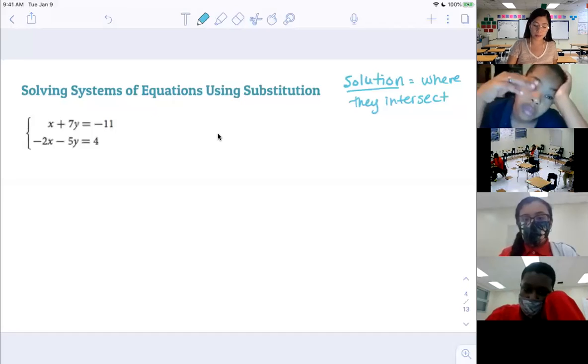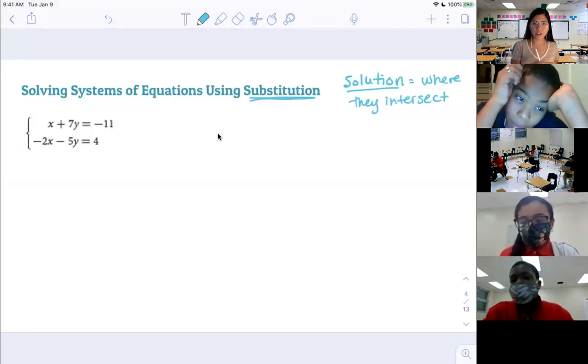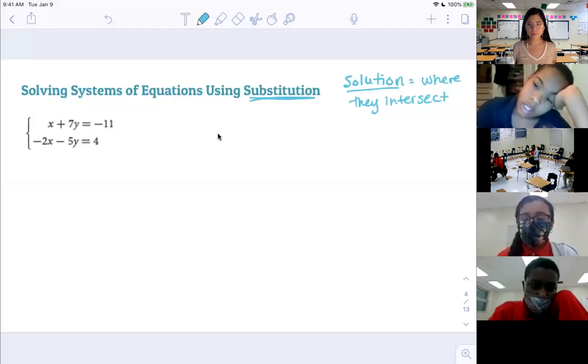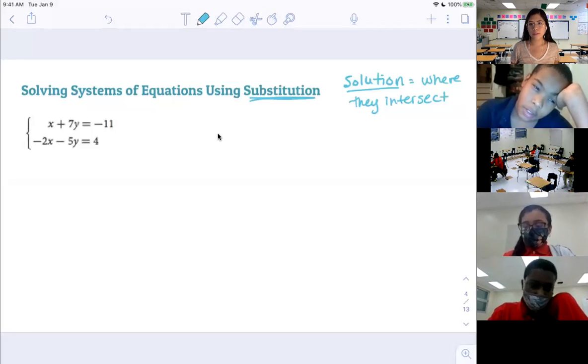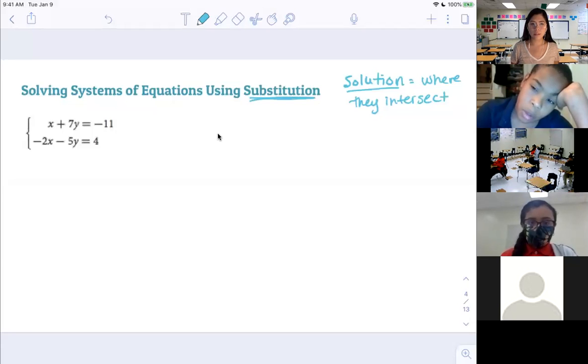Using substitution. There's two methods. I remember substitution. There's substitution and there's elimination. So first we have to answer the one on the bottom, and then we use that to find out x, and then plug the x into the top equation.